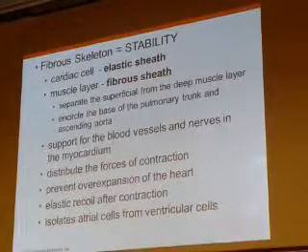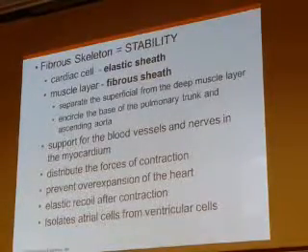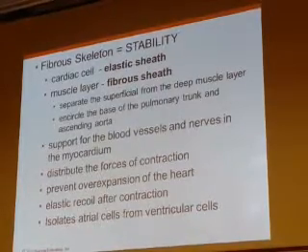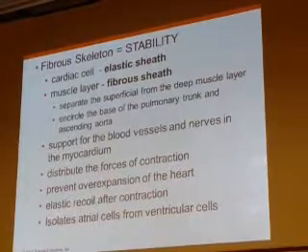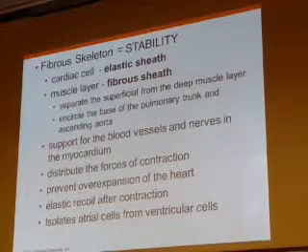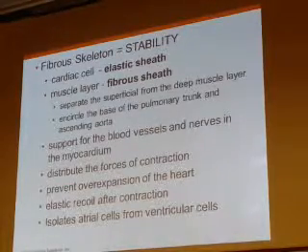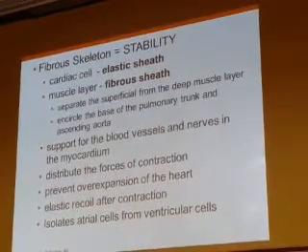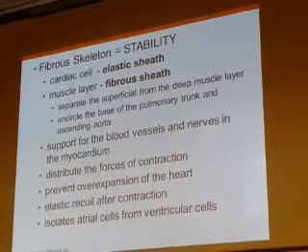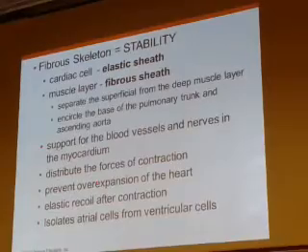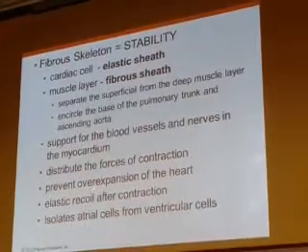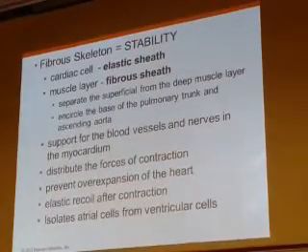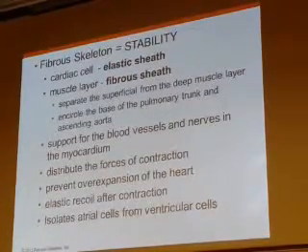Angles to each other, and so the forces that are exerted on the muscle cells by their contraction have to be dissipated in a lot of different vectors, and so the fibroskeleton helps to do that. The fibroskeleton prevents overextension, so you can't get too much blood in the heart.